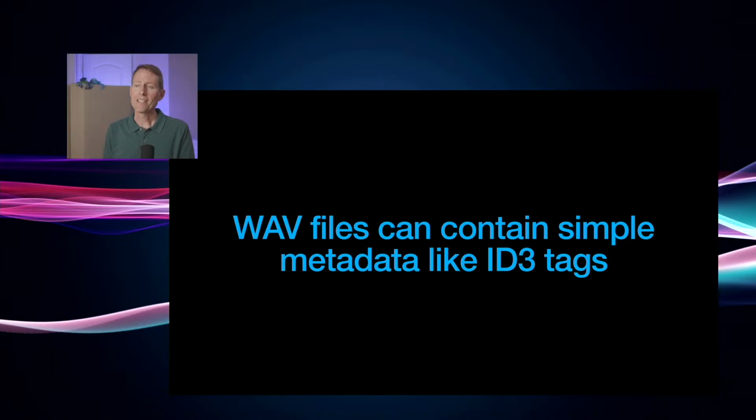WAV files can contain some simple metadata like ID3 tags. If you have ever produced a podcast, for example, you probably are familiar with ID3 tags. This is where you can put metadata in the file itself. So you can say, for example, this podcast was by this person, it is this genre, or maybe music. You can put ID3 tags on music files as well. It's on this album, this was the year that it was published, and so on and so forth. So that's what ID3 tags are, and you can include that in a WAV file.